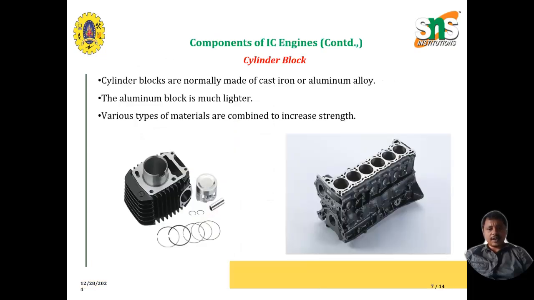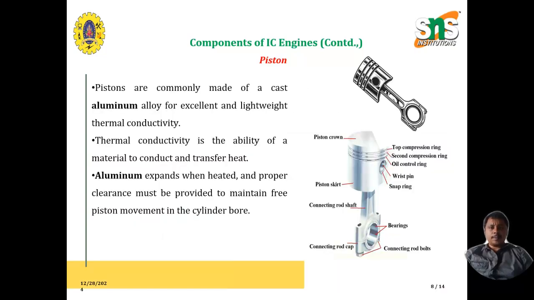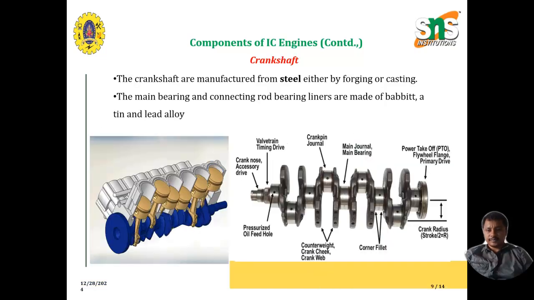Cylinder block is the major component, which is made of aluminum alloy or cast iron. Next is the piston. The piston is made of aluminum alloy again. The piston is used to transfer the heat energy into reciprocating energy.